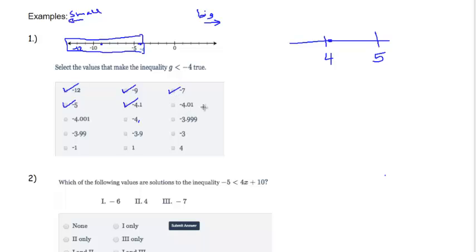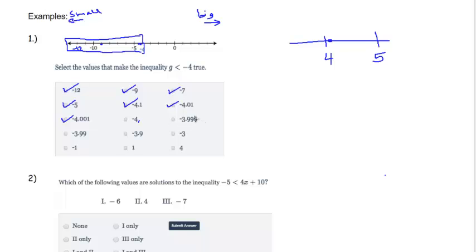Just as -4.01 is also in that section, right? It's a little bit more negative than -4. All right. Same thing for this. It's the tiniest bit more negative than -4. Now, what about -4? Is -4 less than -4? Well, no, -4 is equal to -4. No, I'm not going to check that one off. That is not true.